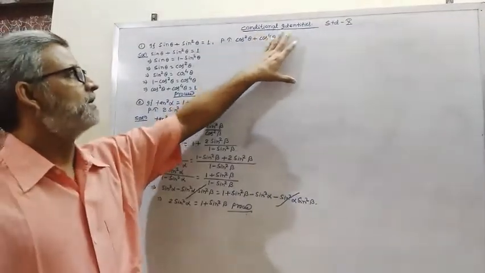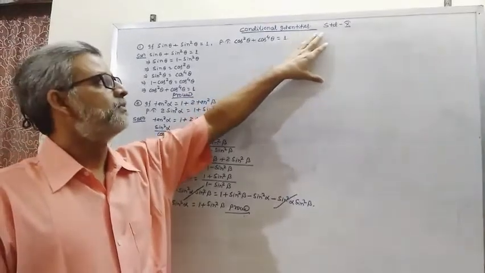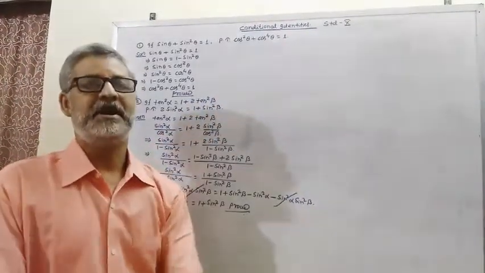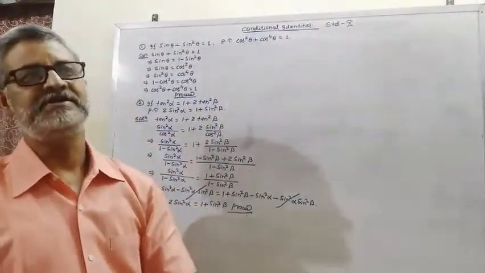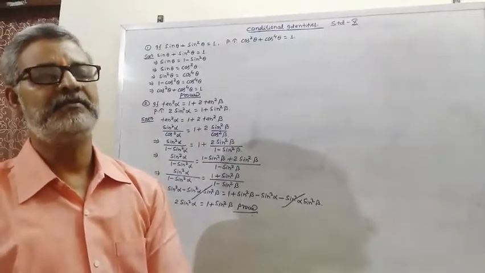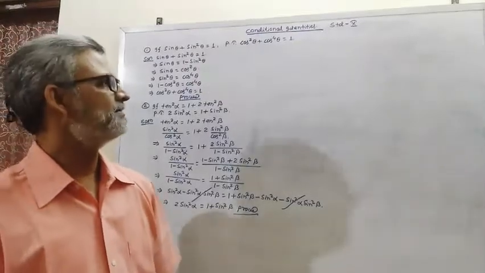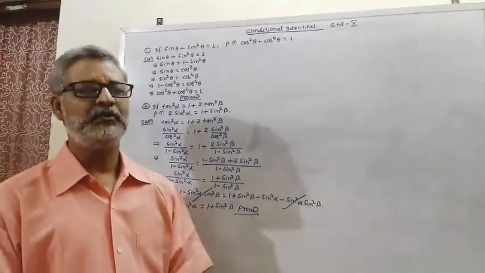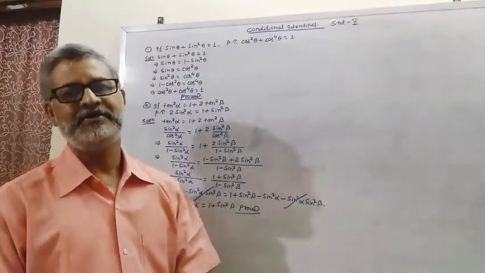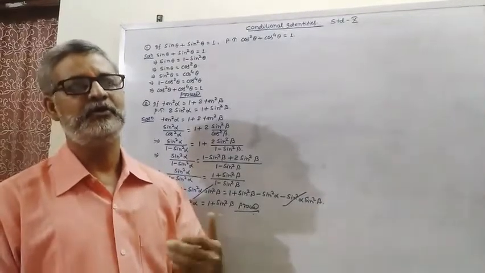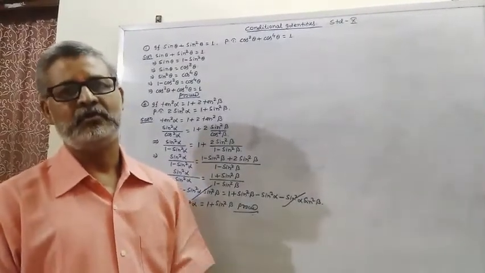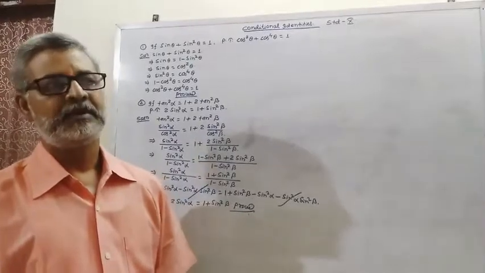Today I am starting conditional identities for standard 10. Conditional identity means some conditions are given and then after that something is given to prove. In this topic, there is no direct explanation. Whatever is given and whatever is given to prove, based on that we will think only.